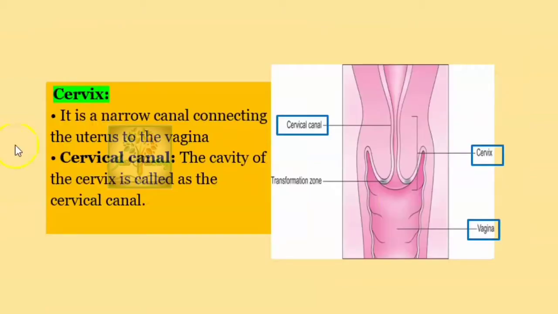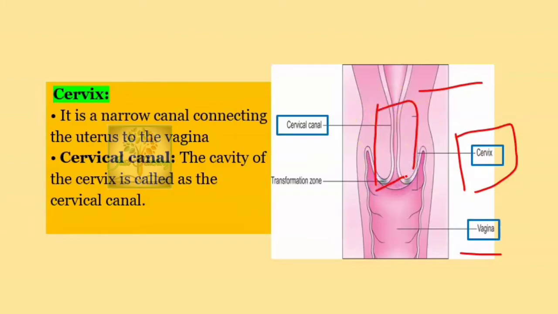Next we see a little about the cervix. Already I said the uterus leads to the next portion called the vagina via the cervix region. This cervix has a narrow cavity, and this cavity we call the cervical canal. So the cervix has a narrow space, and that space we call the cervical canal.